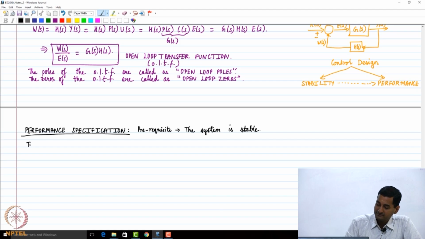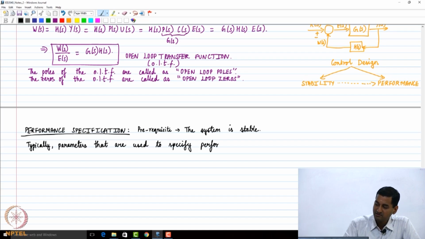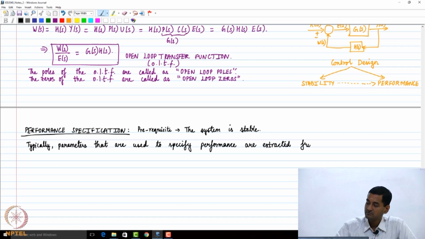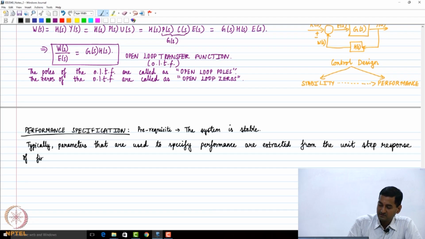And typically, parameters that are used to specify performance, or quantify performance, I should say, are extracted from the step response of first order and second order systems.